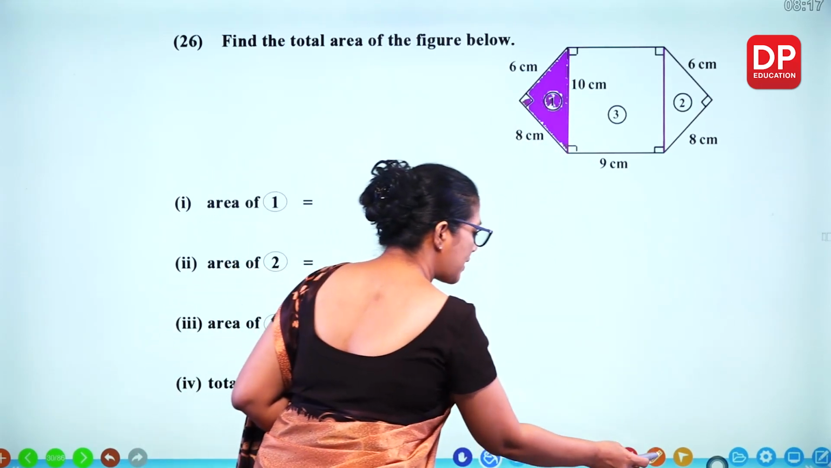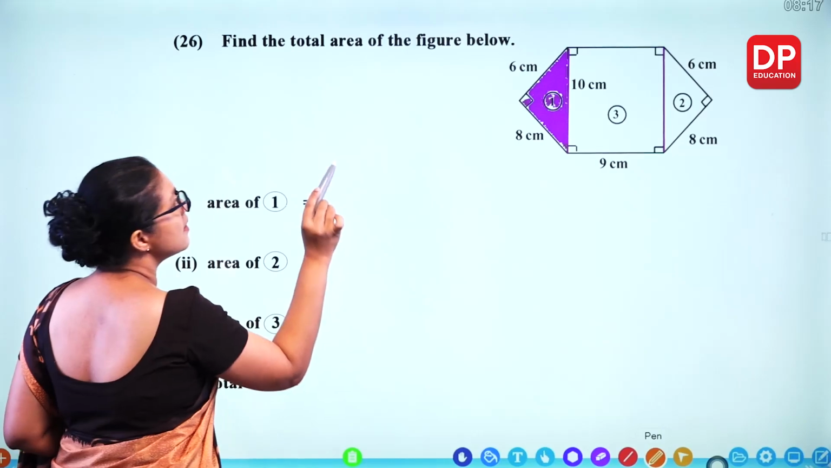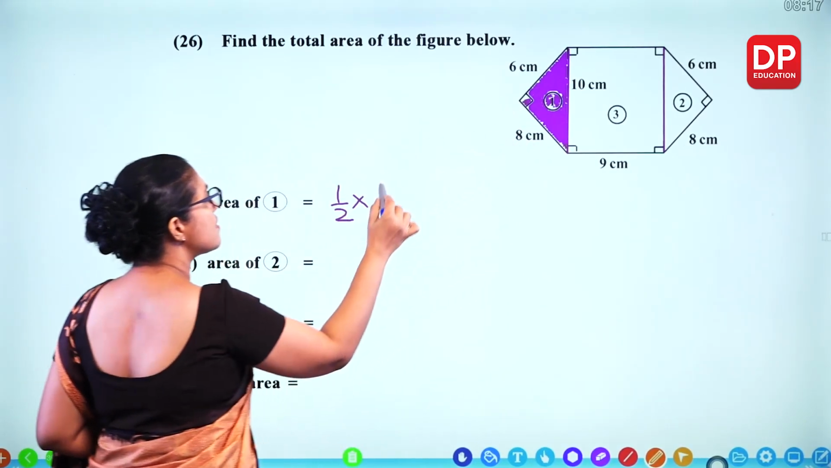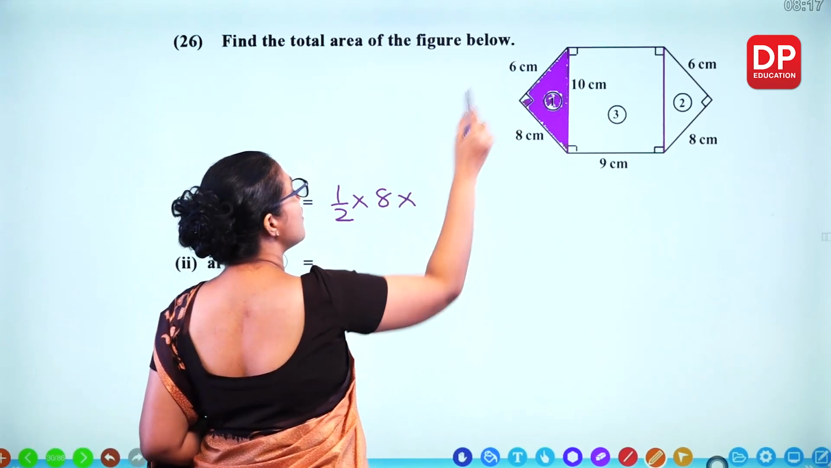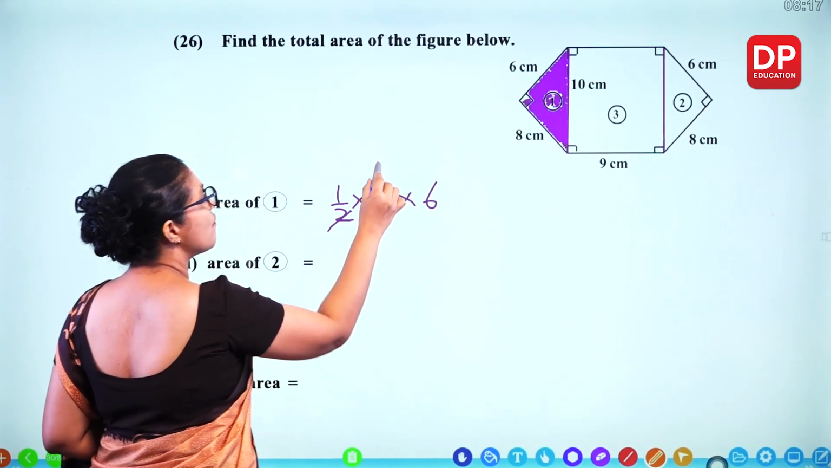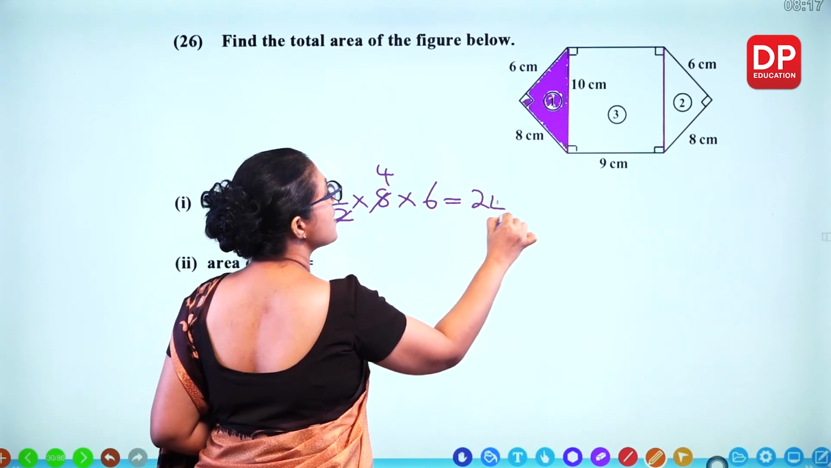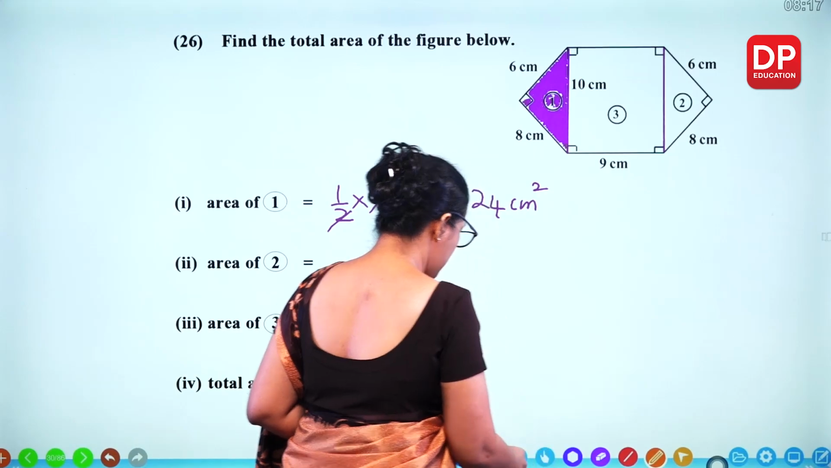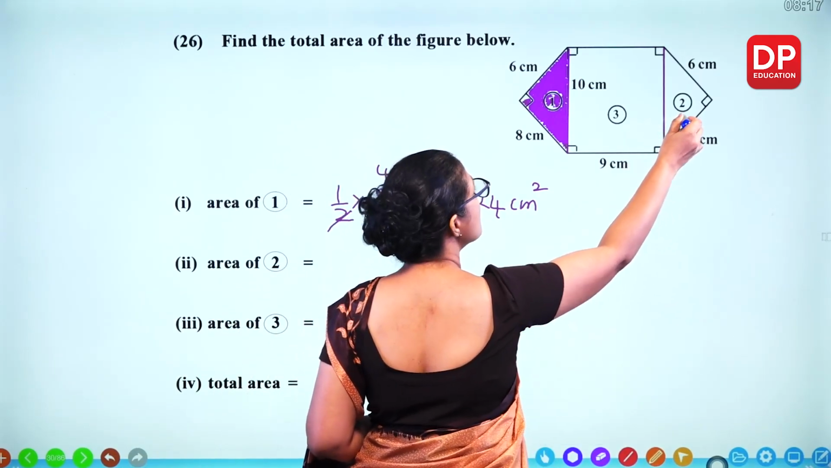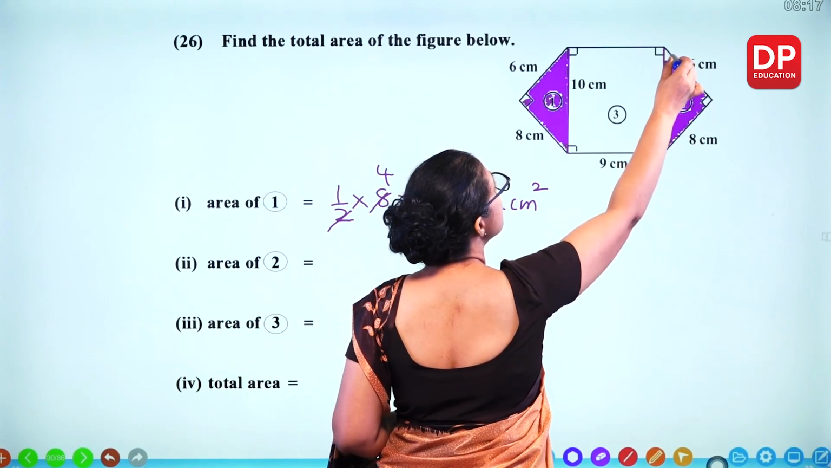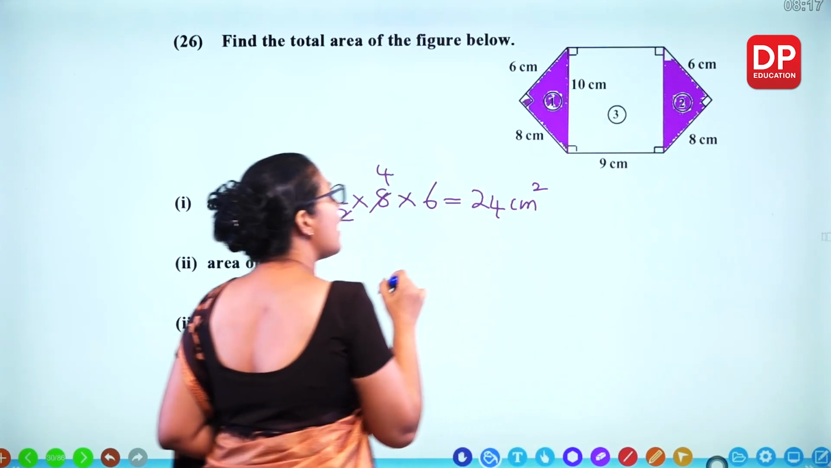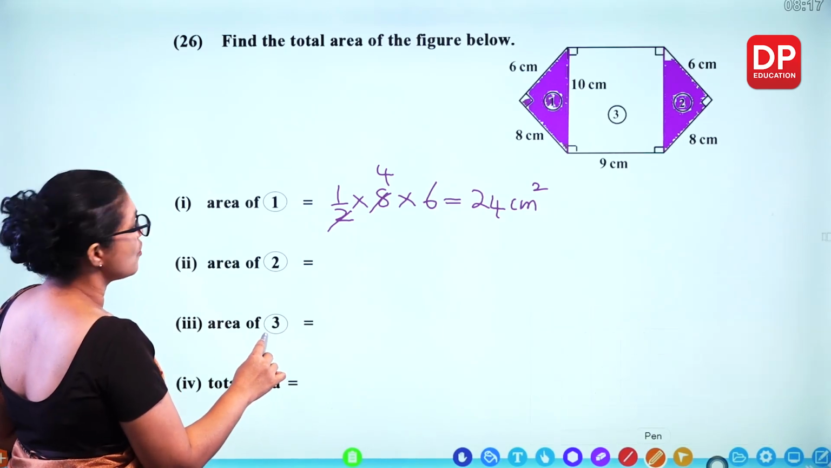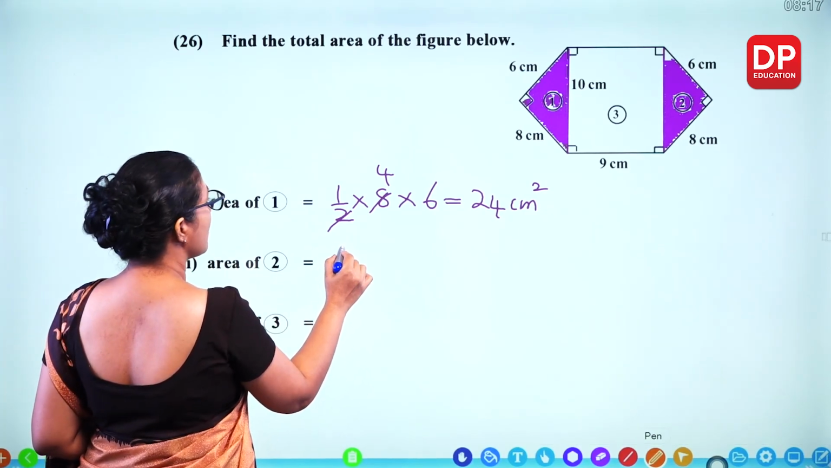So what's the area of the triangle? You get half. If we take the base as this side, 8, and the perpendicular height is 6, you get 4 here, 4 times 6, 24 square centimeters. You get the same area on this side. This one is the same because it has the same base length and perpendicular height. So I can write the same thing for area 2: 24.